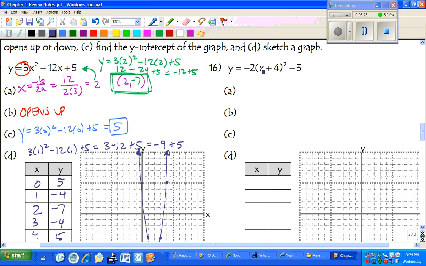Number 16 is a little bit different because it's in vertex form, but it actually should be a little bit easier than the last one. Why don't you go ahead and try doing that one on your own, and then we'll check on it in a second.